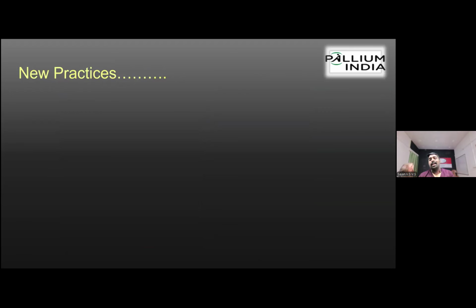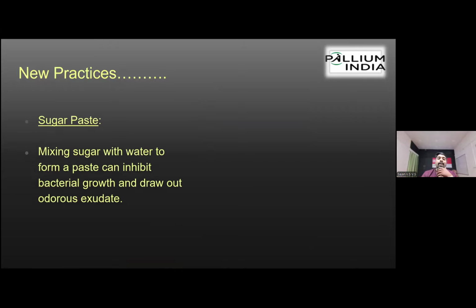Some new practices I am also mentioning here, which we do not practice ourselves, but maybe you know of them, or maybe in your setting there is something, so take it as a refreshment. The first one is sugar paste. Mix normal sugar in normal water to make a thick paste, and we can apply this sugar paste on the wound. They say that because of the high sugar content, bacterial growth can be prevented, and that way we can control this type of malodor or foul smell.